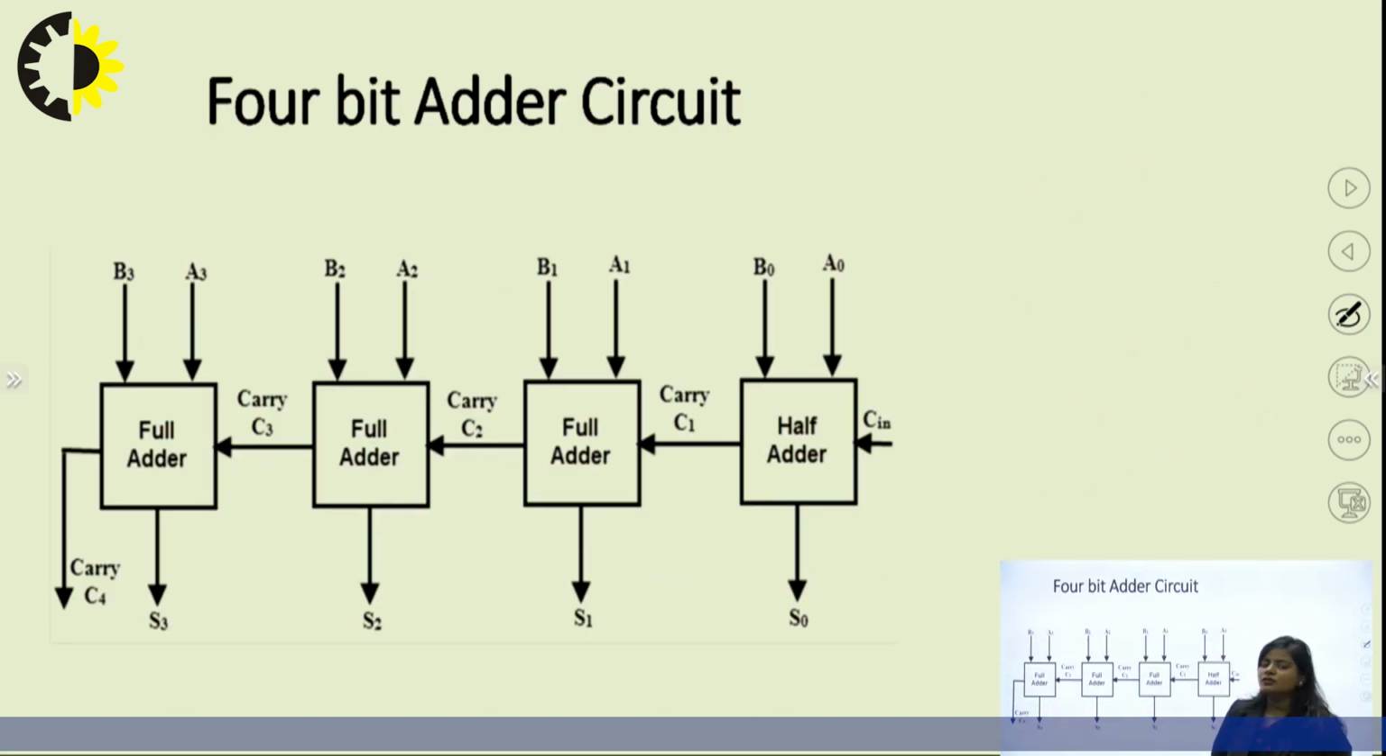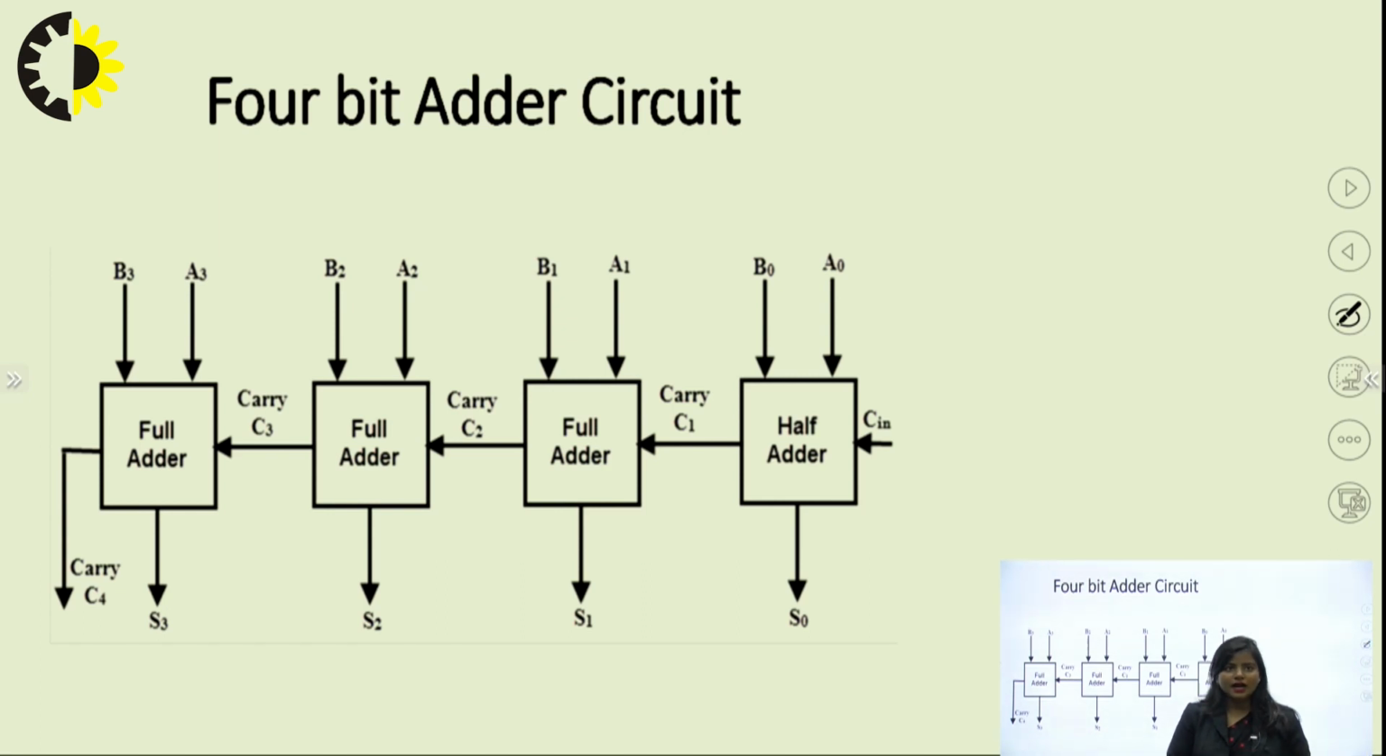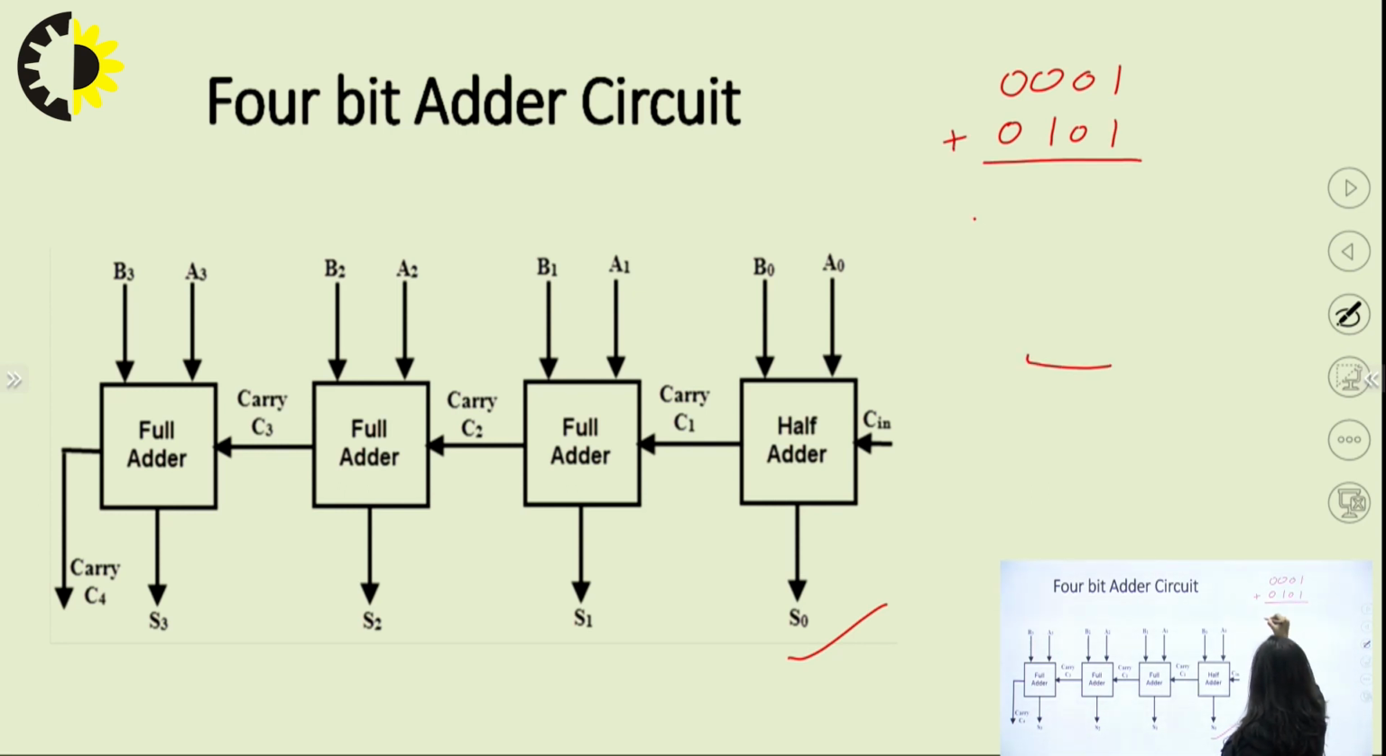Now we can see over here we are having a 4-bit adder circuit. What is a 4-bit adder circuit? It means we are taking a good example of 4-bit addition. Like if I am having the digits 0 0 0 1 and 0 1 0 1, I want to add these numbers, and I will have some answer here in the summation box. I can assume this digit as A and this digit as B, and here I will have sum.